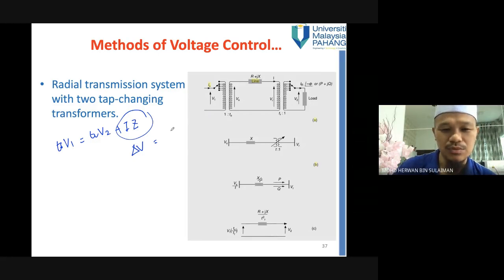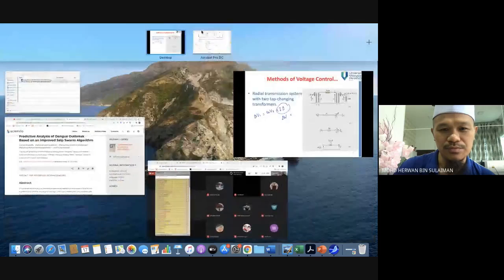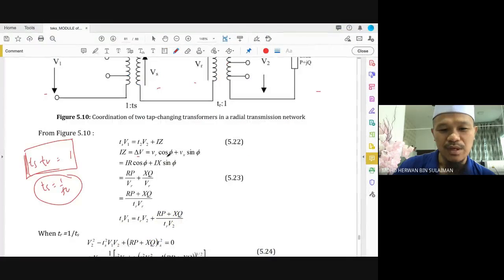It is also equal to Vr cos phi plus Vx sin phi. So we have Iz equals delta V, Vr cos phi plus Vx sin phi. Or you can rearrange the terms as Ir cos phi plus Ix sin phi, just referring back to the notes from previously.